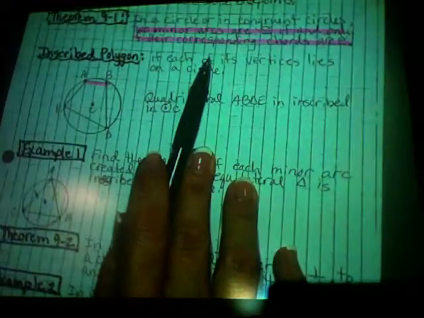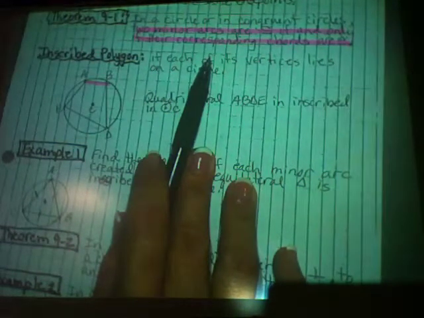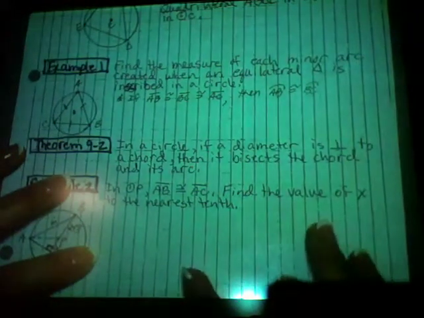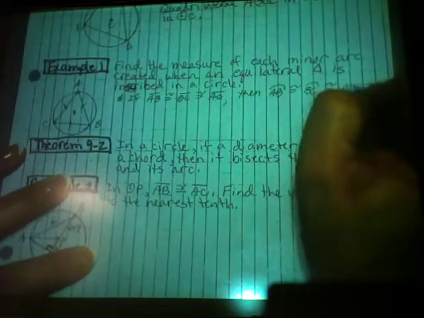360. These are equal. What does that tell you about the arcs? If the chords are equal, what do you know about the arcs? The arc of any equal chord is equal, right? So you might want to write down here, if segment AB is congruent to segment BC, is congruent to segment AC, then arc AB is congruent to arc BC, is congruent to arc AC.